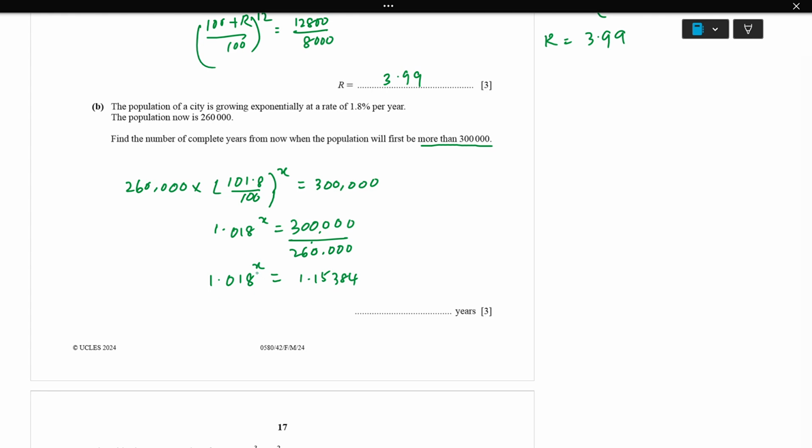So when you put 8, you will get a close answer, but it never goes above. So when you put 9, then only the answer will go above 1.15384. So total is 9 years.